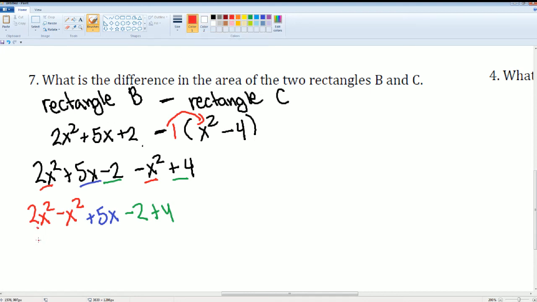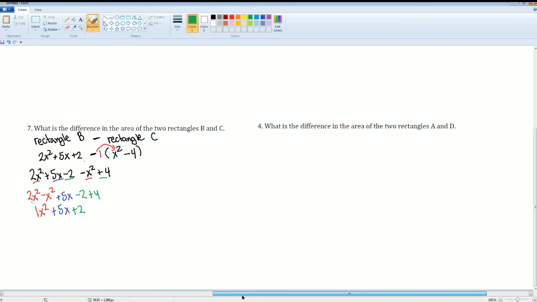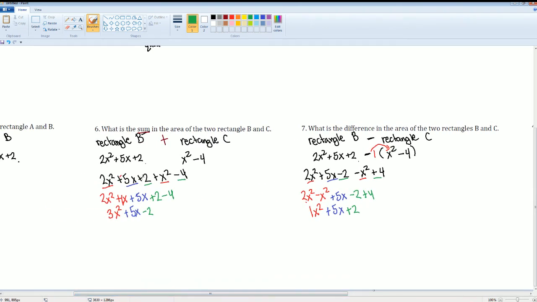And 2x squared minus x squared becomes 1x squared. And this is plus 5x. Negative 2 plus 4 becomes plus 2. Okay, there you go. That is the difference. Notice this is the sum of B and C. This is the difference. Notice this is smaller. Why is it smaller? It's a difference. You're cutting things out. You're subtracting it. Okay.